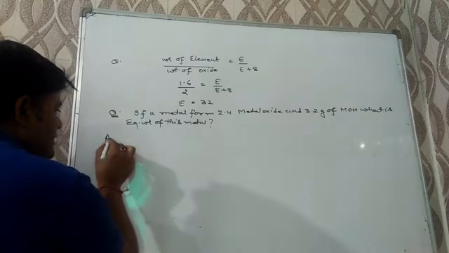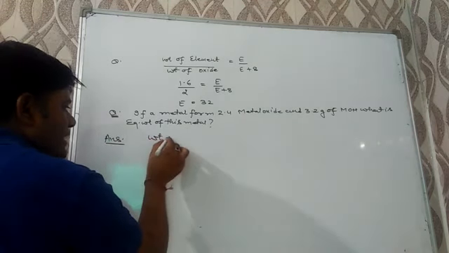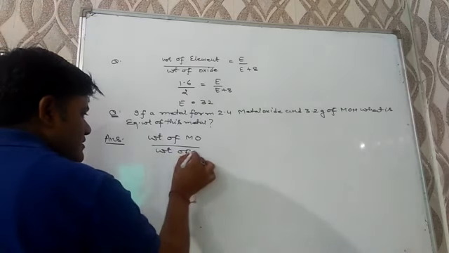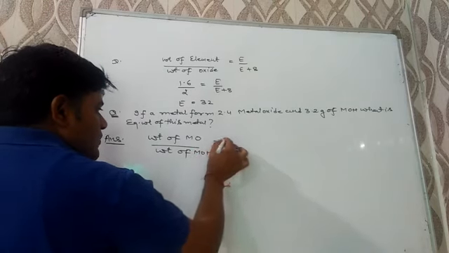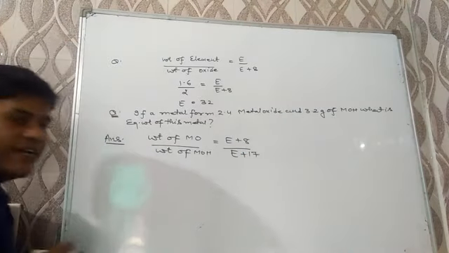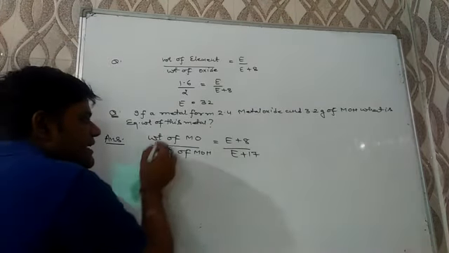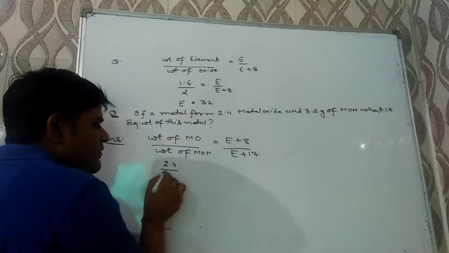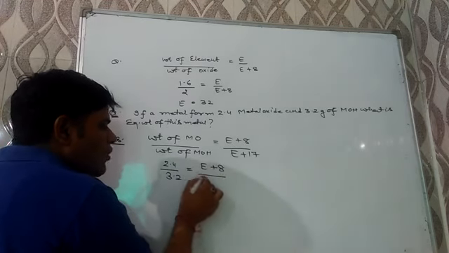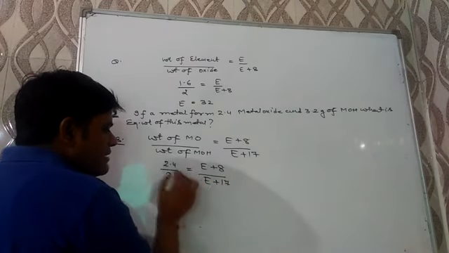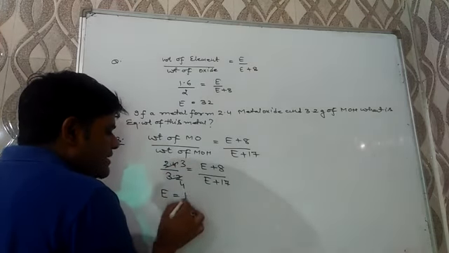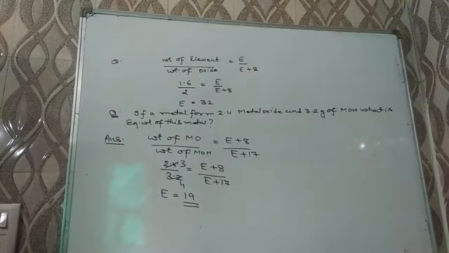Here formula will be weight of metal oxide over weight of metal hydroxide, that will be equal to E plus 8 over E plus 17, as equivalent weight of hydroxide ion is 17. Weight of metal oxide is 2.4, hydroxide is 3.2, that is equal to E plus 8 over E plus 17, that comes out to be 3 by 4, and on simplification we will get E comes out to be 19. Equivalent weight of metal is 19.